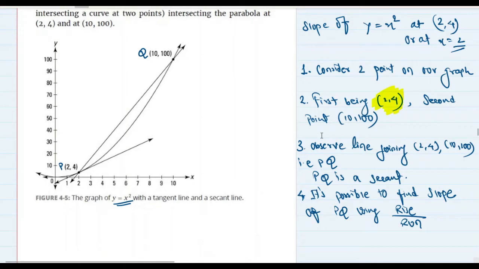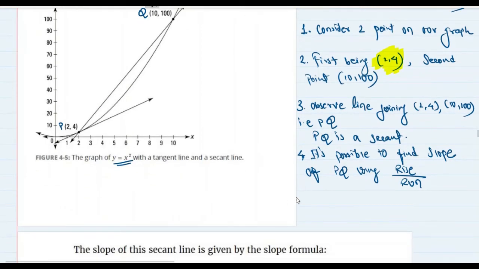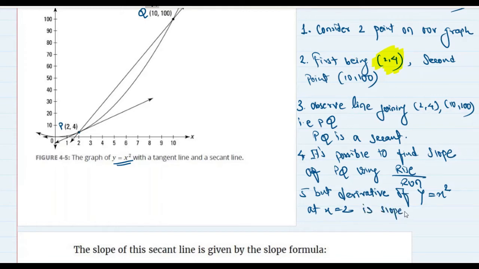Now the fifth point which I want to say is, the derivative of y is equal to x square at x is equal to 2, the derivative of this function at x is equal to 2, is the slope of the tangent.